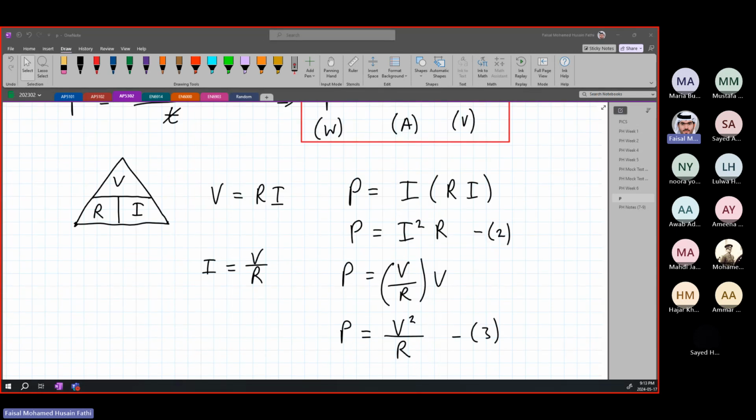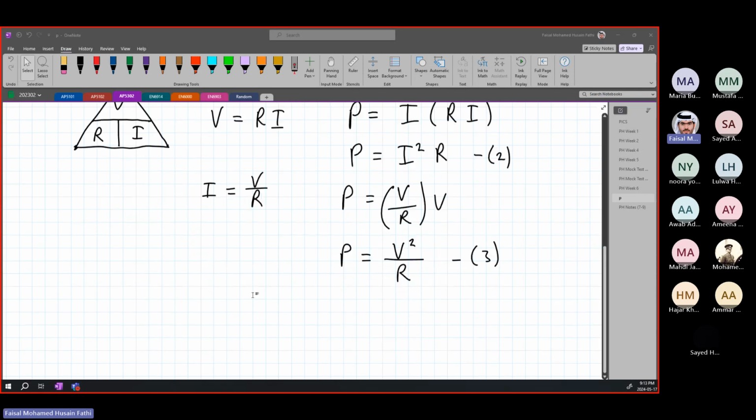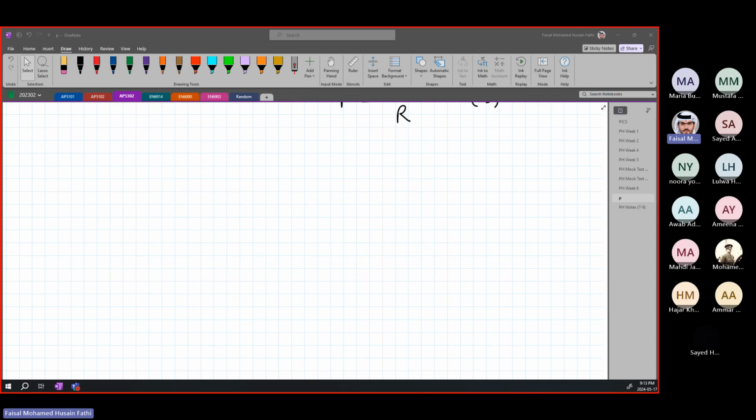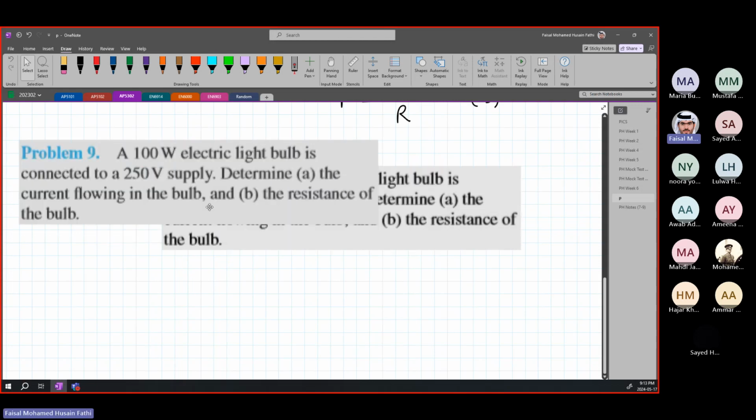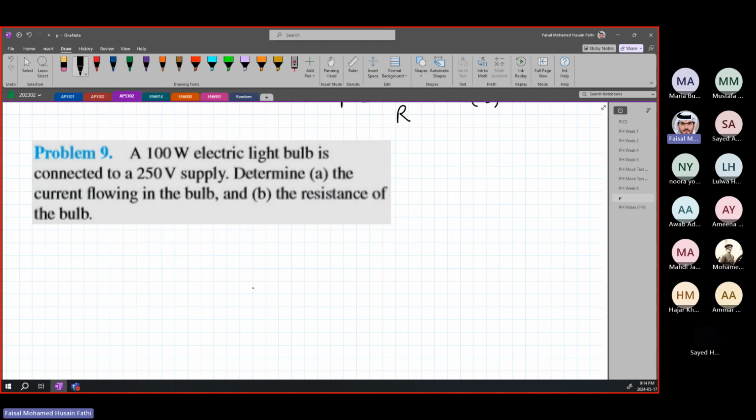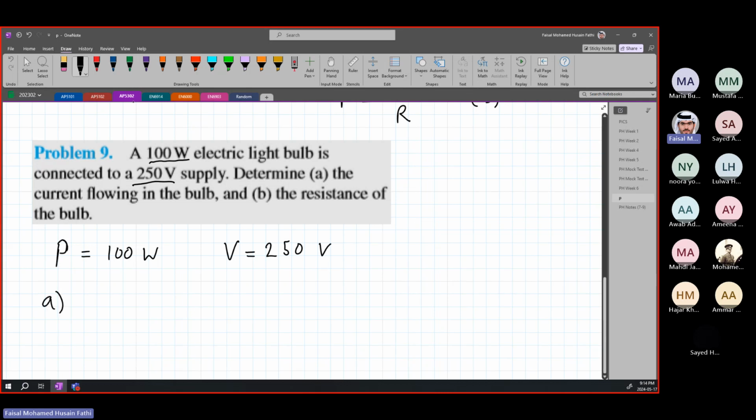All right. So let's start off with a very simple question. Let's say that we are given this problem over here. A 100 watt electric light bulb. Again, 100 watt means power. P is given to be equal to 100 watts. And then it is connected to a 250 volt supply. So our voltage is 250 volts. Determine part A. They want us to find the current flowing through the bulb. They want us to find I.